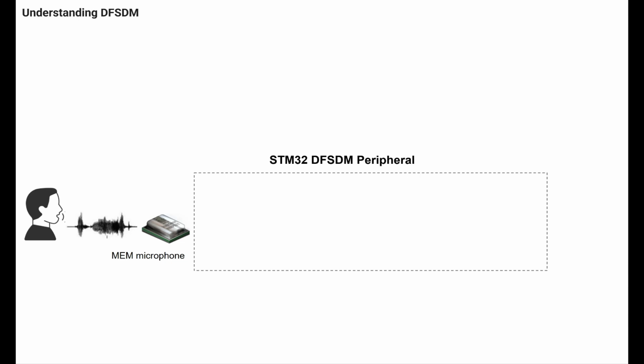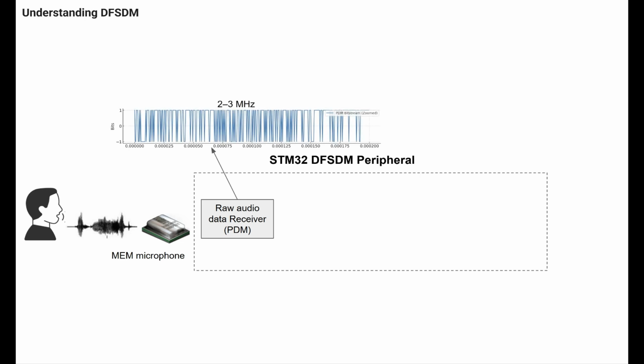Let me walk you through the block diagram of this process in more detail so you get a better understanding of DFSDM. First, a person speaks, generating an analog voice waveform. This waveform is picked up by a MEMS microphone, which is connected to the STM32 DFSDM input. The first block is the PDM receiver, which receives a high-speed PDM signal and passes it to the filtering section.